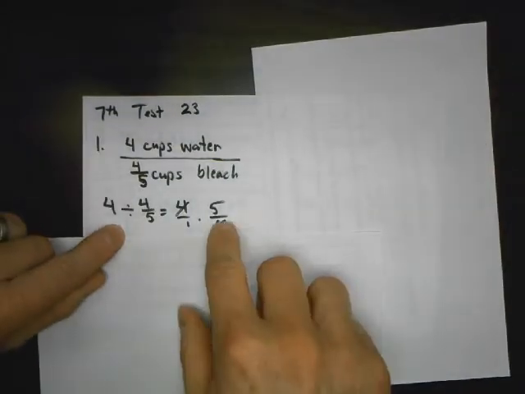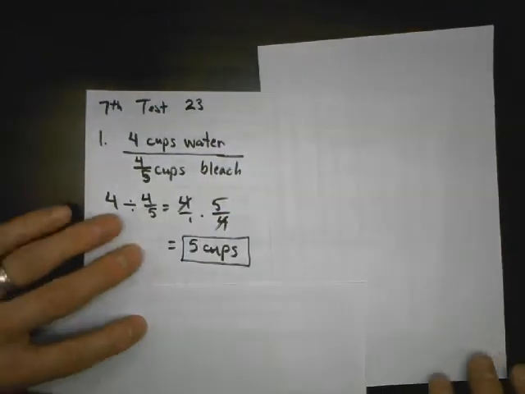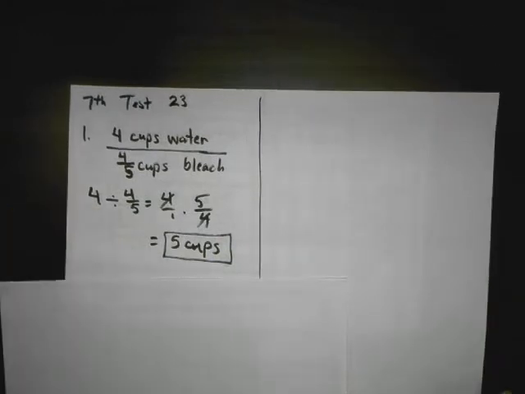And 4 divided by 4/5 means 4 times the reciprocal, or 5/4. Cross out your ones and you see there are 5 cups of water for each single cup of bleach.